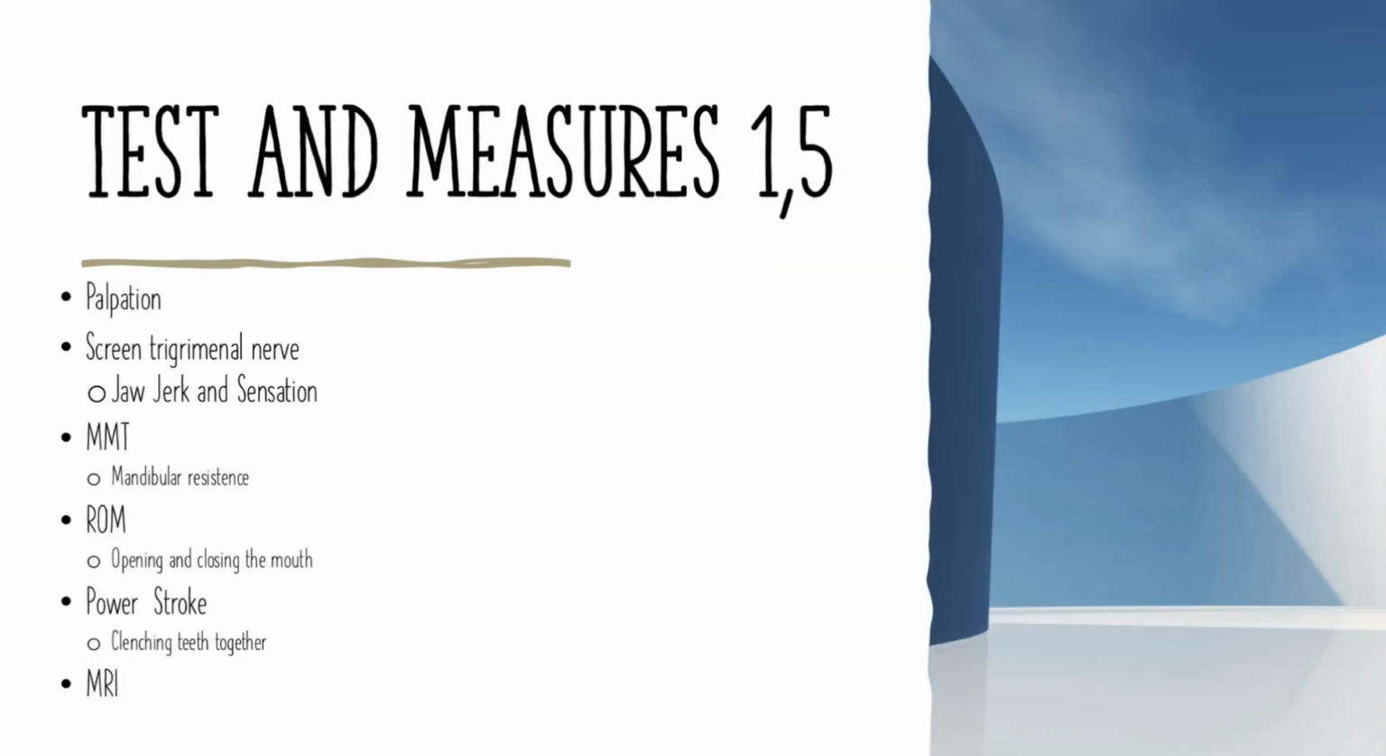Okay, so for tests and measures, the first thing that we always want to do is palpate the affected area just to see if the patient has any abnormal muscle bellies, any tenderness, or anything going on with the affected site. We want to do the screen of the trigeminal nerve, which we know is both motor and sensory, so we're going to test both aspects by doing the sensation testing with the cotton ball. We'll follow all of the branches of the trigeminal nerve, which there are three, just to make sure that there aren't any abnormalities.